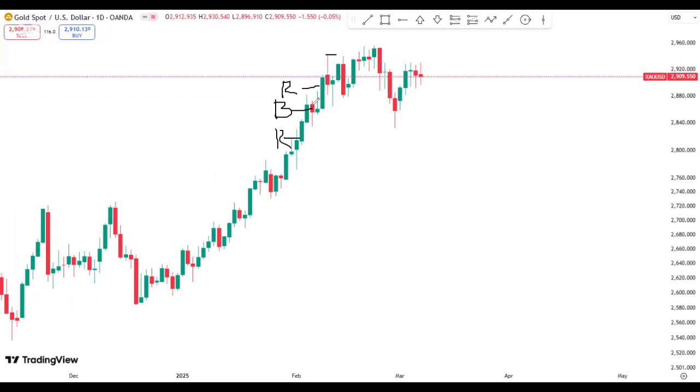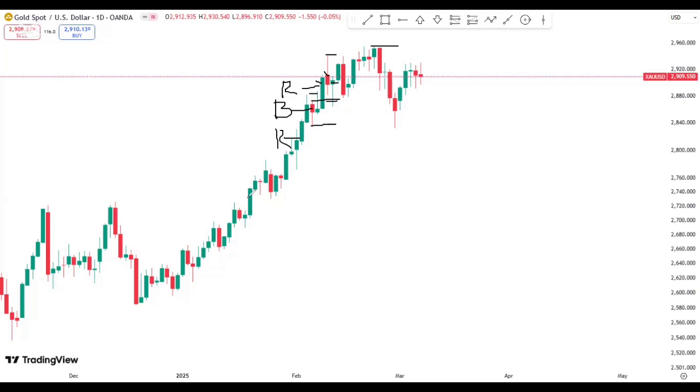What do you do from there? You wait for the market to come back and test the base. How many days were you waiting for your entry? It's 1, 2, 3, 4. 4 days while you were doing nothing. The market came back and then it went all the way up. Nice profit.